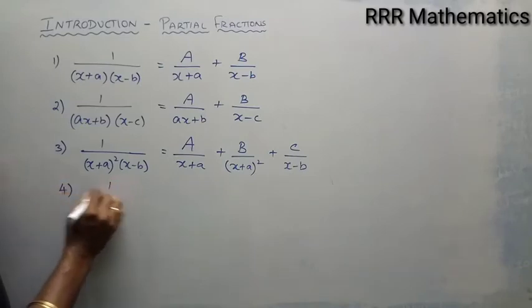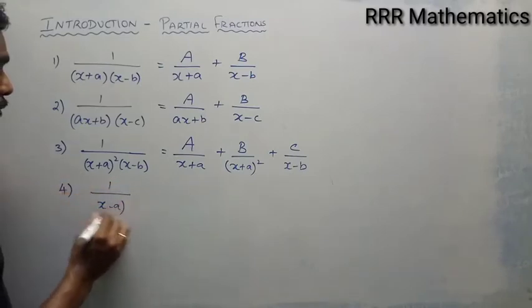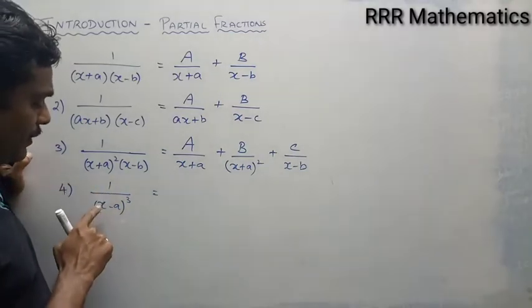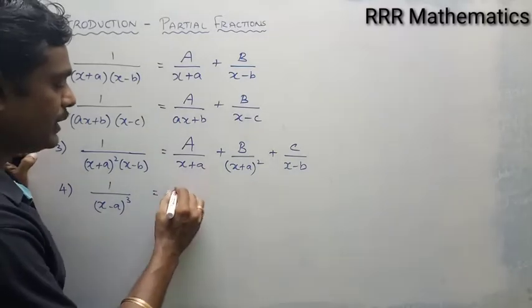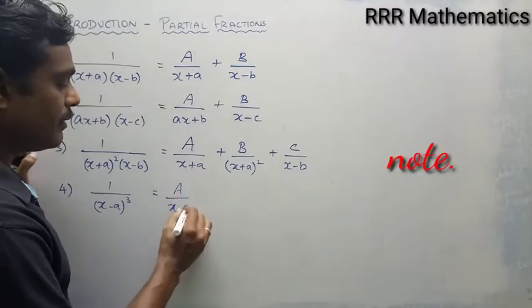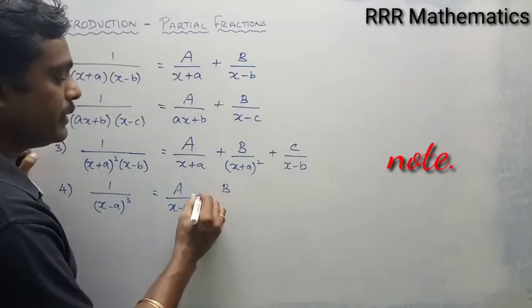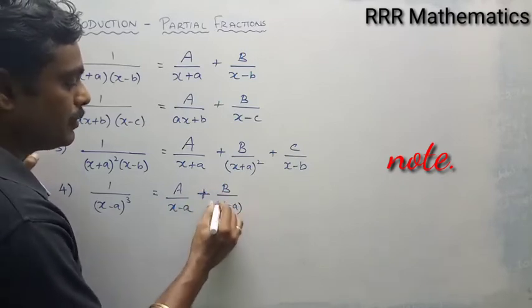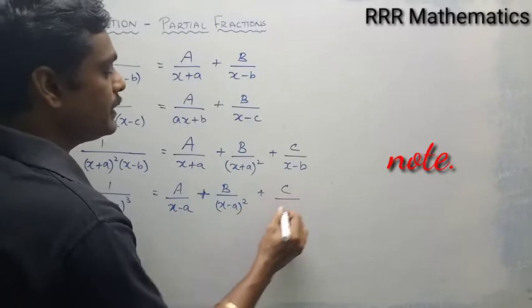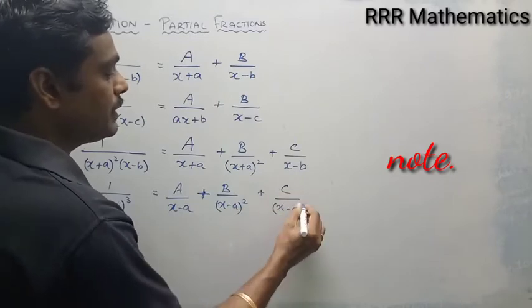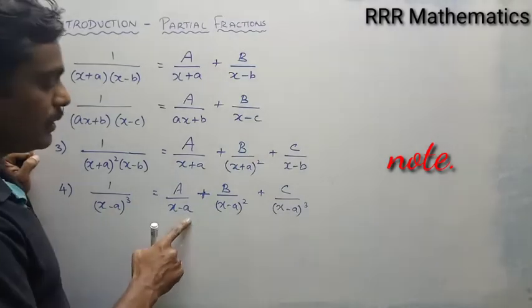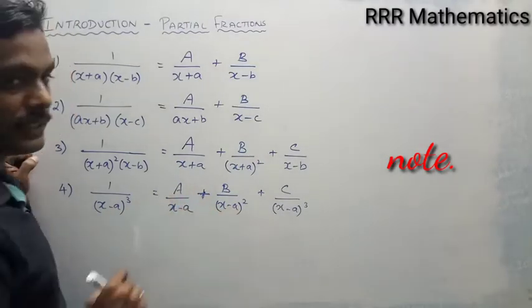Suppose you have 1 by (x minus a) whole cube. Only one factor, x minus a, which is repeated 3 times. We have 1 by (x minus a) whole cube. Here A by (x minus a) power 1 plus B by (x minus a) power 2 plus C by (x minus a) power 3. So when the power is repeated more than once, you write power 1, power 2, power 3.